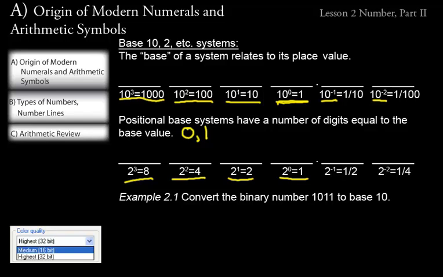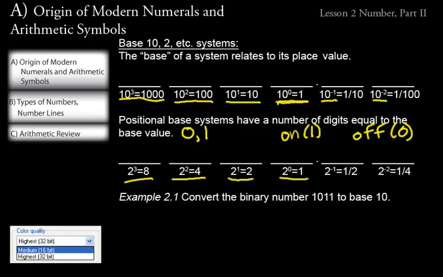And think about computers. Computers have to do a lot with electric current. Electric current's either on or off. So on is 1 in a computer, off is 0.